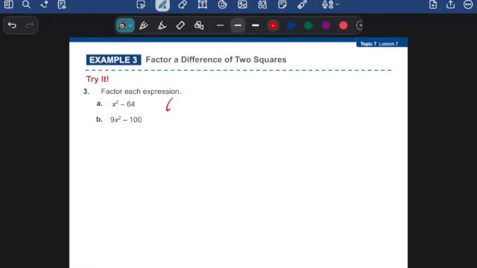This is a difference of two squares, so I'm going to take the square root of the first term, and then take the square root of the second term, which is just 8, and I have opposite signs. That's it. Okay, for part B, same thing. You're going to have two binomials with opposite signs. Take the square root of the first term, which is 3x. Take the square root of the second term, which is 10.